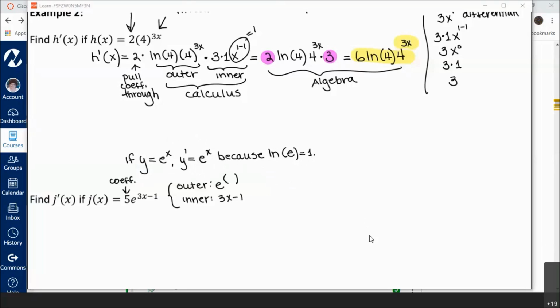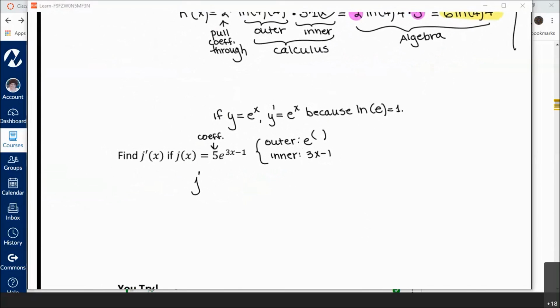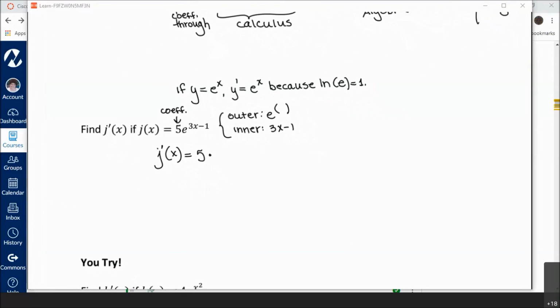Okay, so let's actually take the derivative of this, j prime of x. The first thing I'm going to do is pull through that coefficient. That coefficient just comes right through. And then I'm going to differentiate the exponential, which is the base e exponential. That's just going to give me the same thing, just like this, right? If y is e to the x, then y prime is e to the x. So this is going to give me the same exponential. There's no ln, because ln of e is 1. This is the outer.